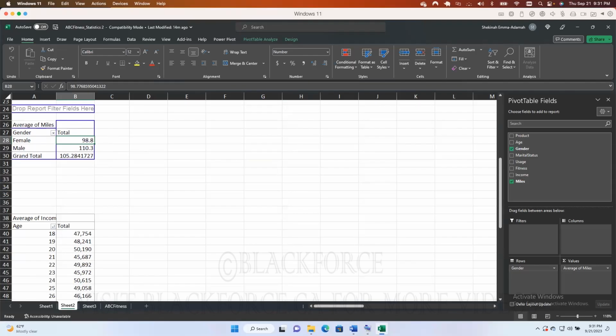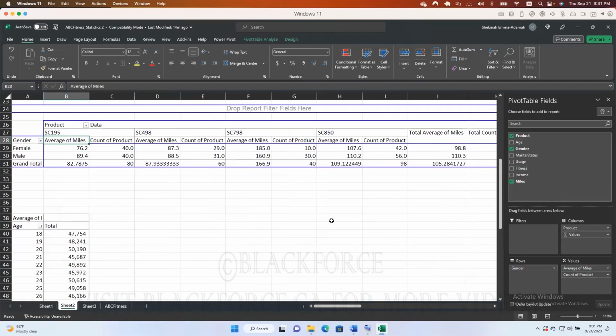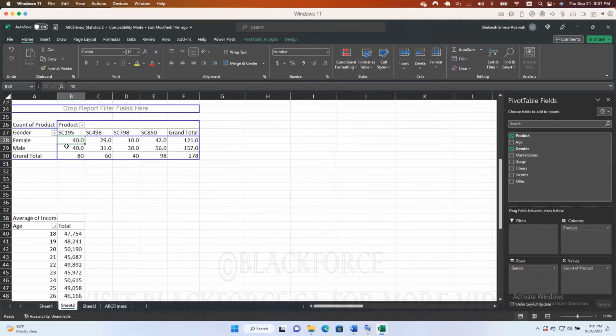And then what product is more popular among men? So once again, we can do that cross-tab analysis that has products. In which case we can do this and we can do count of products. Let me take out the average miles for now. So men run more and men tend to like the SC850.